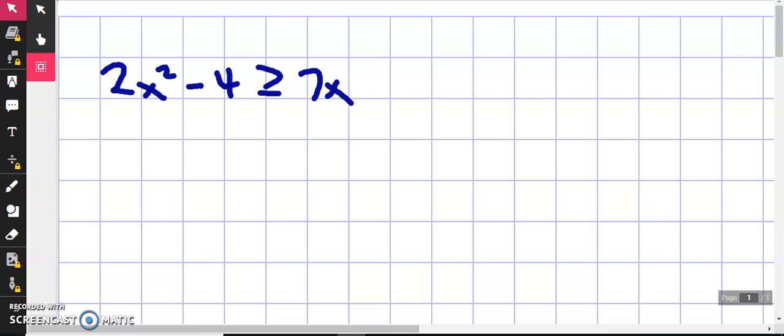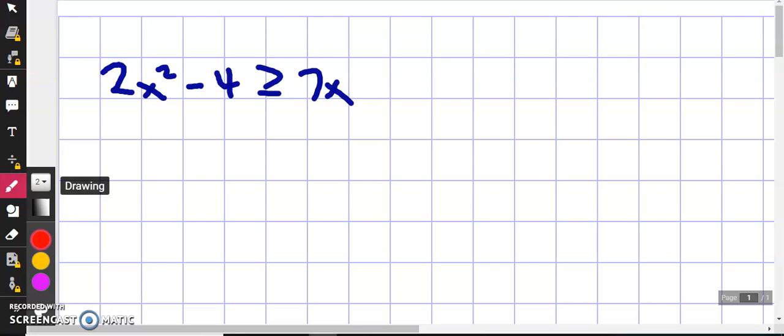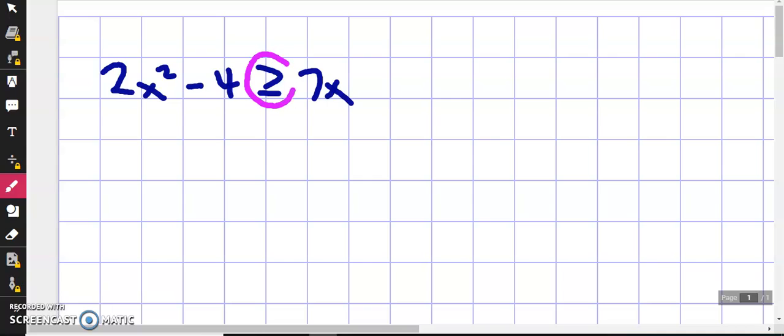Hello and welcome. So today we're going to be looking at quadratic inequalities. This is very similar to the quadratic equations that we've been doing in the unit so far. The only real difference here is that instead of having an equal sign, we're going to have a greater than or less than sign, which is going to change how we present the answer at the end.